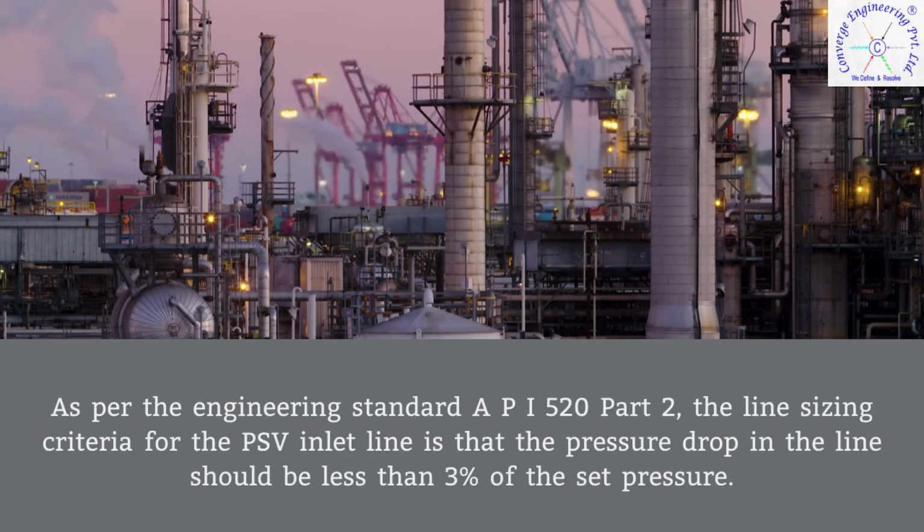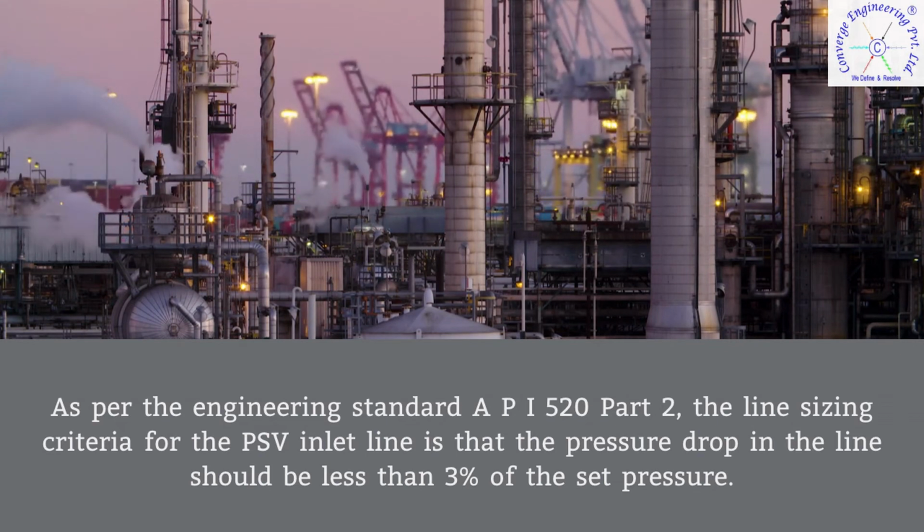As per the engineering standard API 520 Part 2, the line sizing criteria for the PSV inlet line is that the pressure drop in the line should be less than 3% of the set pressure.